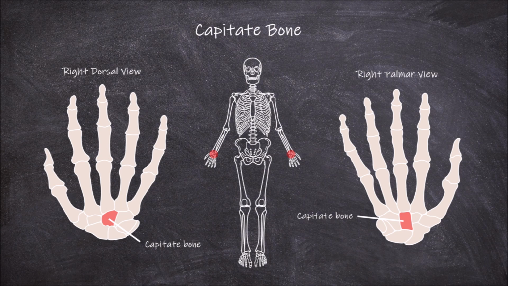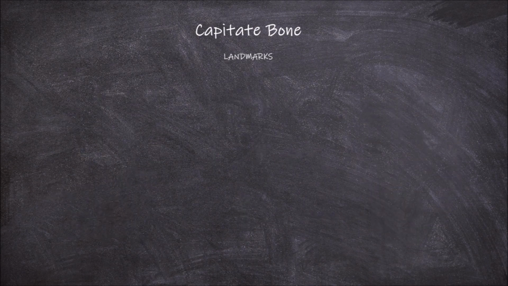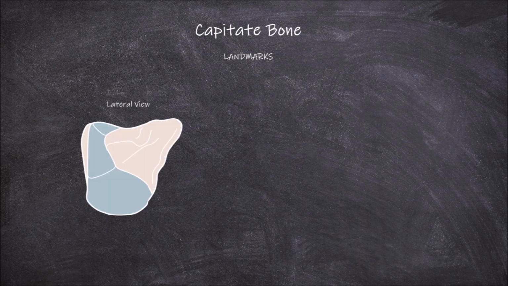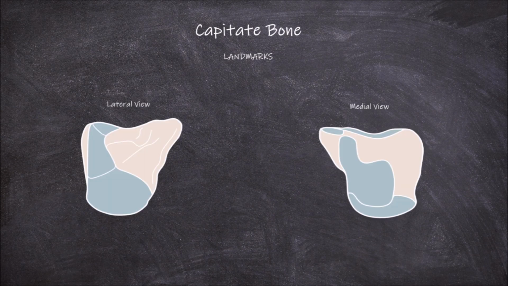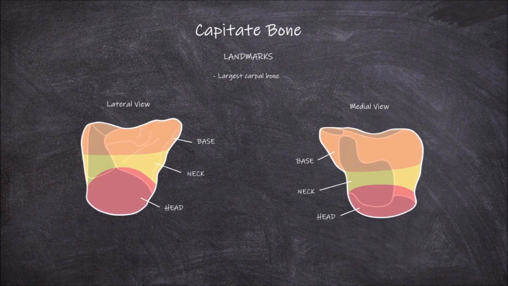Now we're going to look at the different landmarks and features of the capitate bone. Here we have the lateral view and the medial view of the capitate bone. This bone is the largest of the carpal bones. The capitate bone has three regions: the head, the base, and the neck in between. This bone also has 6 surfaces.